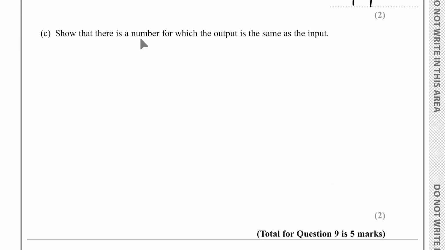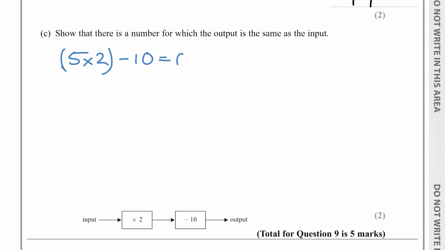Part C, show that there is a number for which the output is the same as the input. 2-mark question, and I can see that's going to be 10 because 2 times 10 is 20. Minus 10, that will give us 10. You can try a couple of other numbers. There's marks for trial and error in this. So even if you don't get the correct answer, show your working out. So say, for example, you tried 5. So if you said 5 times 2 minus 10 equals 0, that's not right. There is a mark for that.